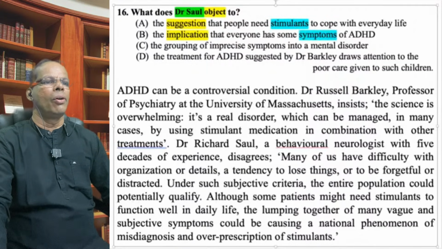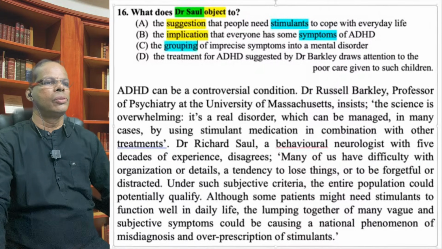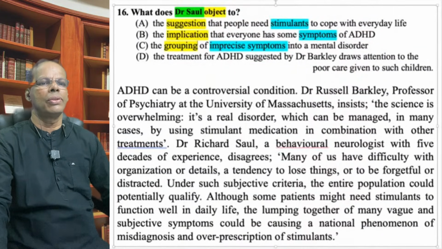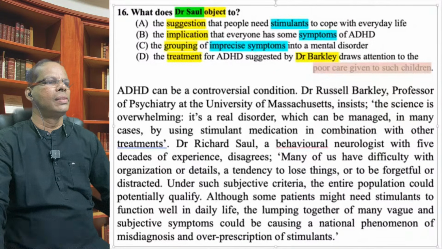Then option C: the grouping of imprecise symptoms into mental disorder. Grouping, mental disorder, imprecise symptoms. The other one was precise symptoms; this is imprecise symptoms. Then option D: the treatment for ADHD suggested by Dr. Barclay draws attention to the poor care given to such children. Dr. Barclay, treatment, poor care given to children.